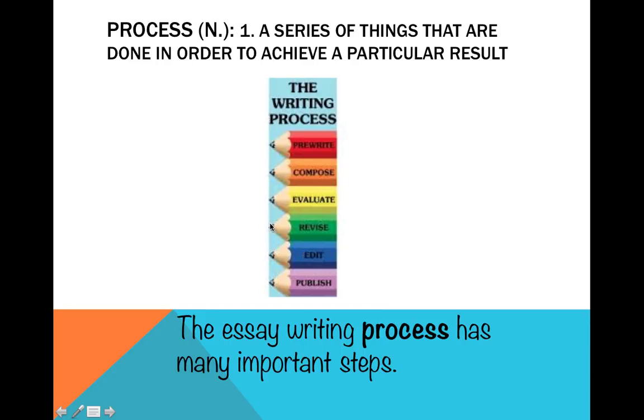How do you go about writing an essay? How can you achieve this essay? How can you write this essay? Well, there is a process that you must follow. For example, you start with a pre-write. You can write down all your ideas. Then you compose. You start creating paragraphs and sentences. Then you evaluate.